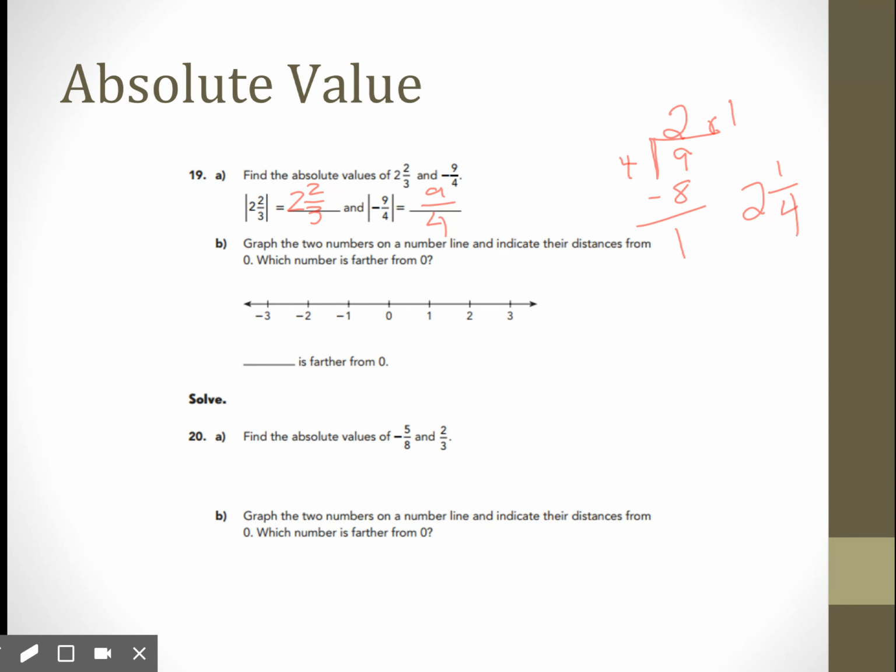So because it was negative, I'm going to start here at 0 and go back 1, 2, and estimate about where 1/4 would be. So this is where -9/4 was. Again, I'm writing it back in its rational form, -9/4 there. And then 2 2/3, because it was positive, I start at 0 and go to the right. 2 2/3 would be right about there. And I label it.